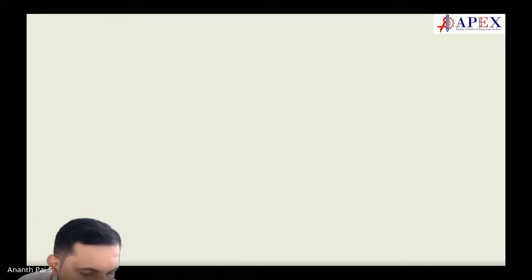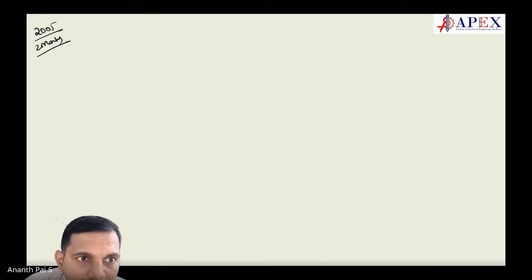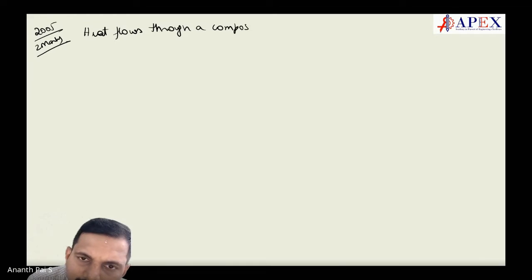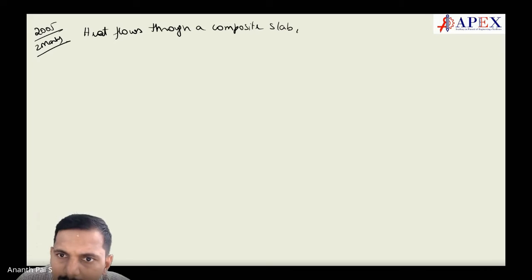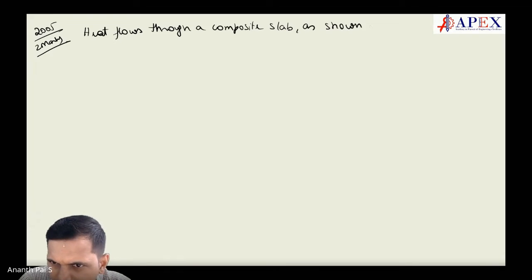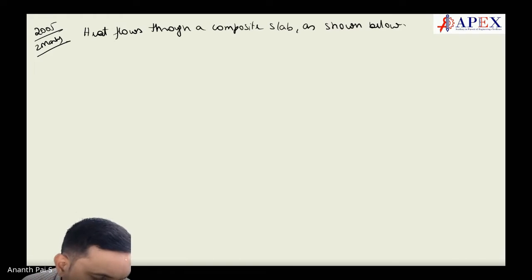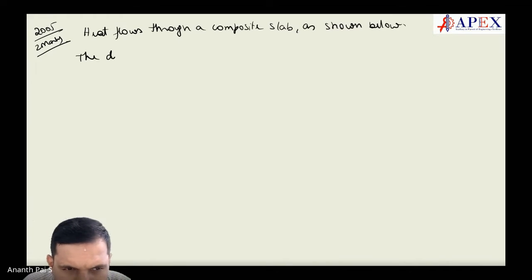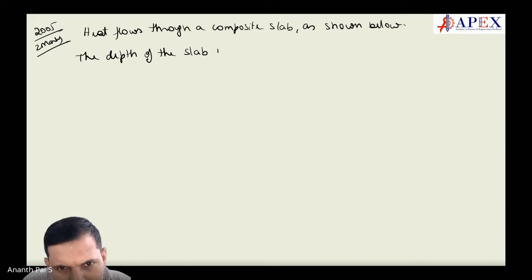This is also a good question. This came in 2005, 2 marks. Easy questions, we will do one by one, 2 marks. Heat flows through a composite slab as shown below. The depth of the slab is 1 meter.